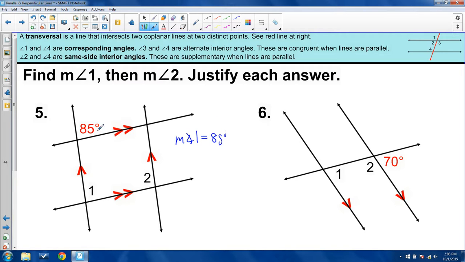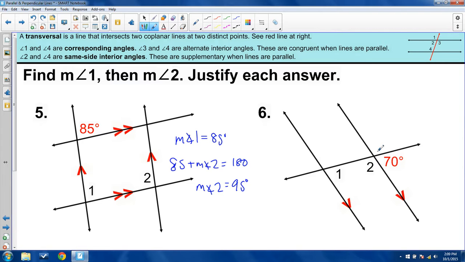Now I can't make a jump straight from 85 to 2. They have no transversal going through both of them. So I have to get to angle 1 to now get to angle 2. Just like that last problem, 85 plus the measure of angle 2 should give you 180 degrees because 1 and 2 are same side interior angles and 1 is 85. So when I subtract 85, I'm going to get the measure of angle 2 is 95 degrees. So there are those two right there.